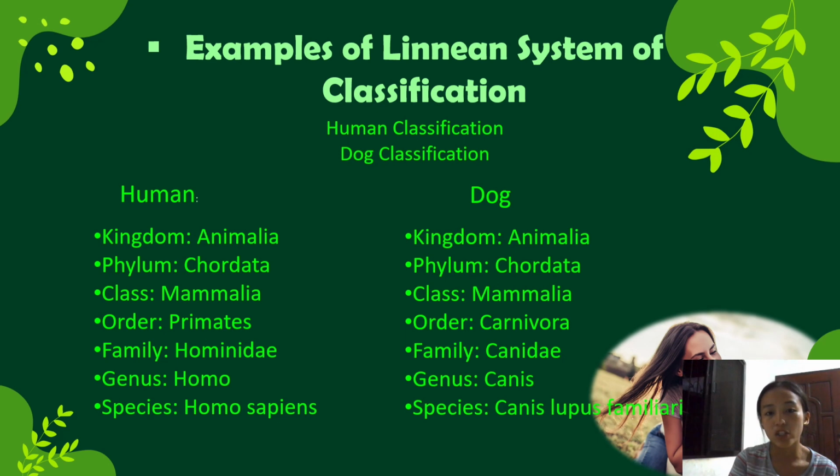Human classification and dog classification. In human, kingdom Animalia, phylum Chordata, class Mammalia, order Primates, family Hominidae, genus Homo, while the species is Homo sapiens. In the dog, kingdom Animalia, phylum Chordata, class Mammalia, order Carnivora, family Canidae, genus Canis, while the species is Canis lupus familiaris.